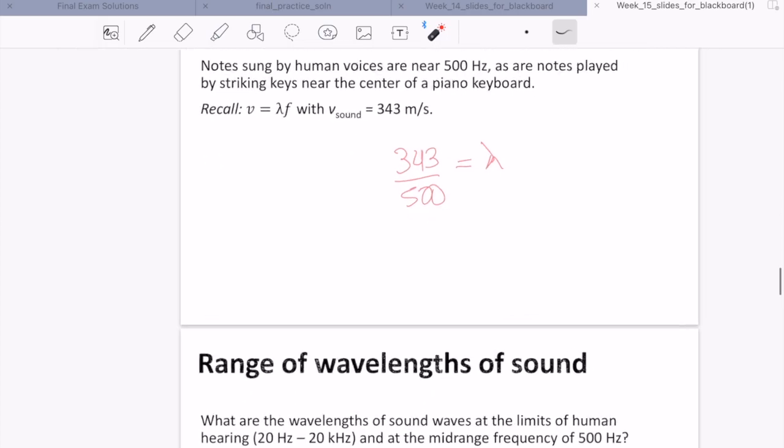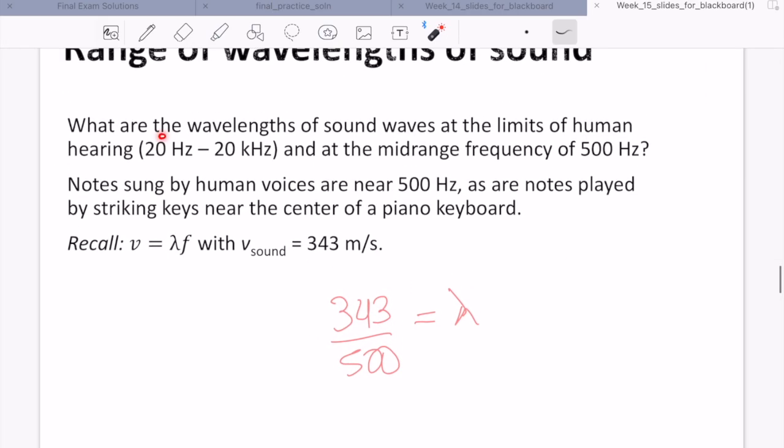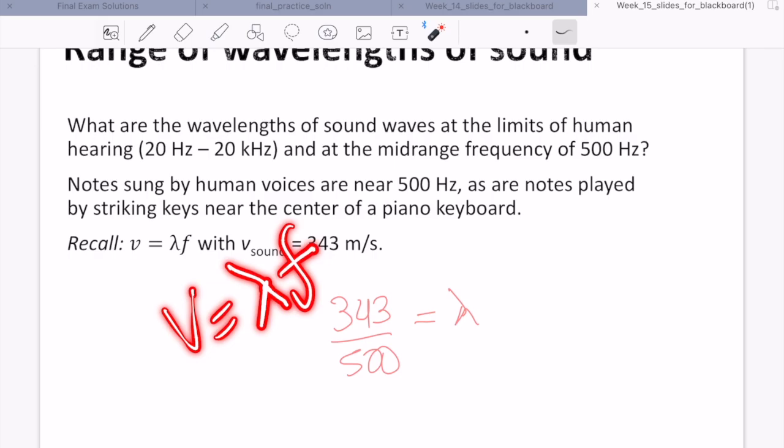Now we're getting to some plug and chug examples here. I'm not going to go over this whole thing, but they're asking what the wavelengths of sound waves are at the limits of human hearing, 20 hertz and 20 kilohertz, and at the mid-range frequency of 500 hertz. You know that the speed of sound is 343 meters per second. The equation is velocity equals wavelength times frequency. So now they're just asking for the wavelength.